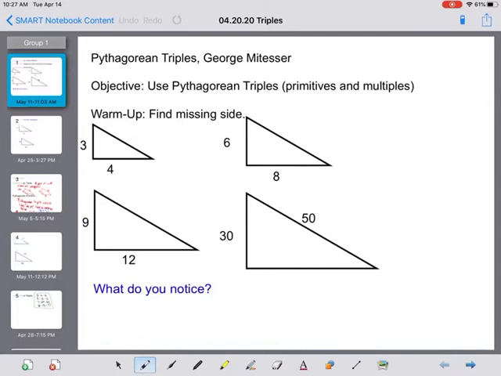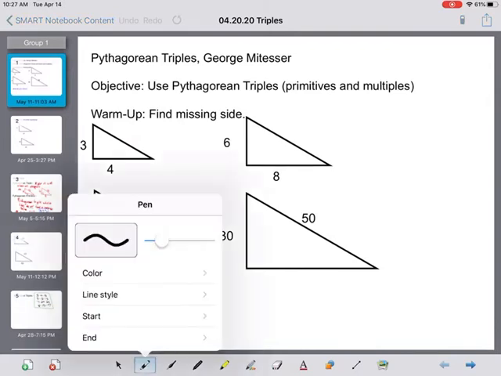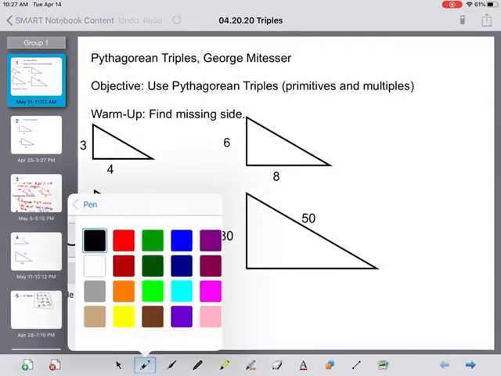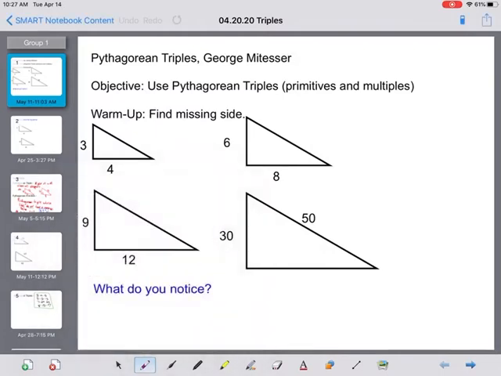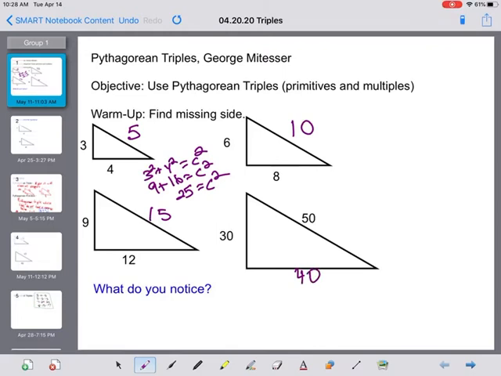Okay, so you used the Pythagorean theorem to find the third side. And you should have noticed something special about all of these answers. So when you used the Pythagorean theorem here, you should have gotten 5 for the third side because 3 squared plus 4 squared, so you have 9 plus 16 is 25. Take the square root, you get 5. The next one should have been 10, and then 15, and then 40.